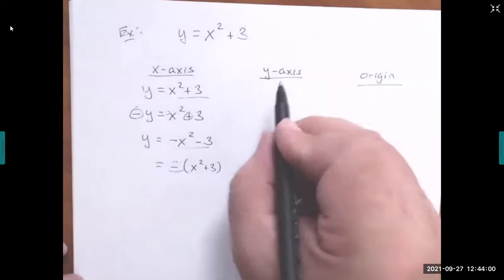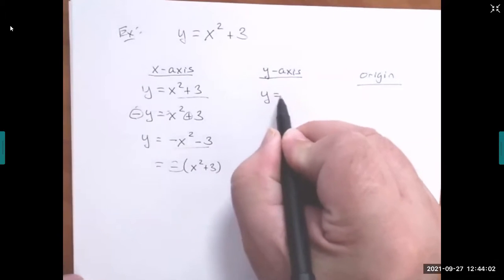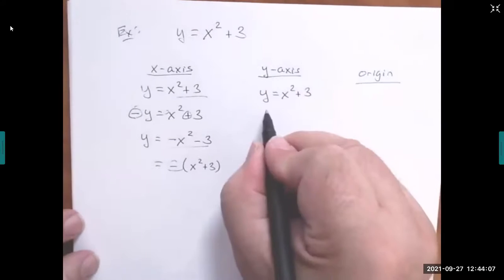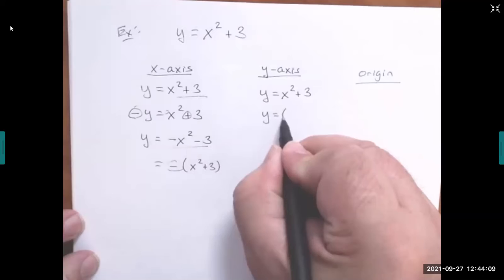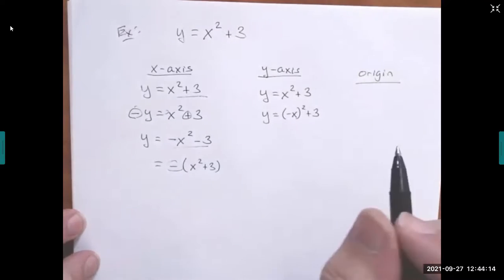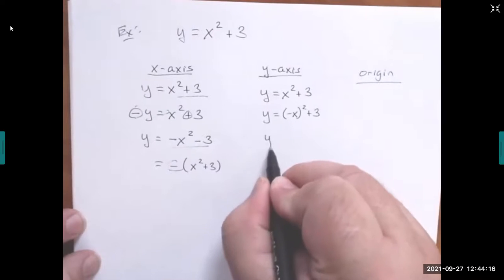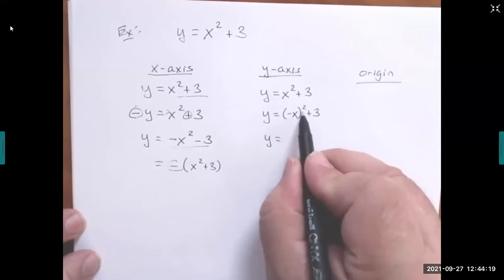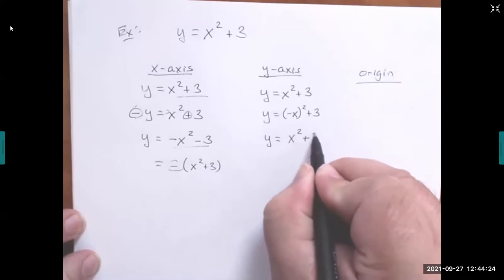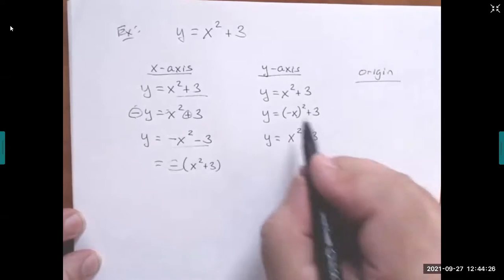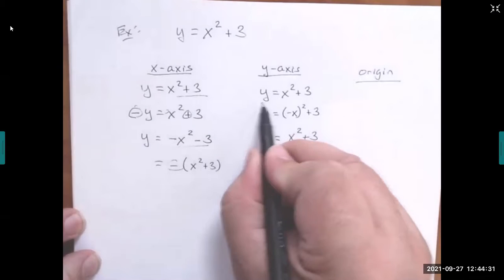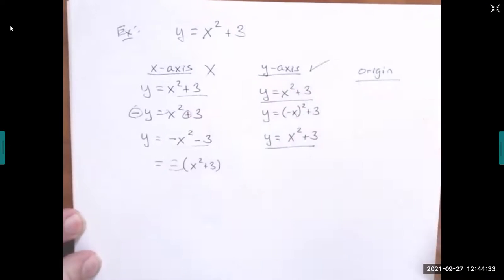How about the y-axis? y equals x squared plus 3. Here, we change x from positive x to negative x. Negative x squared is the same as x squared. The square cancels out the negative. So this equation looks like this. So this one is symmetric about the y-axis.